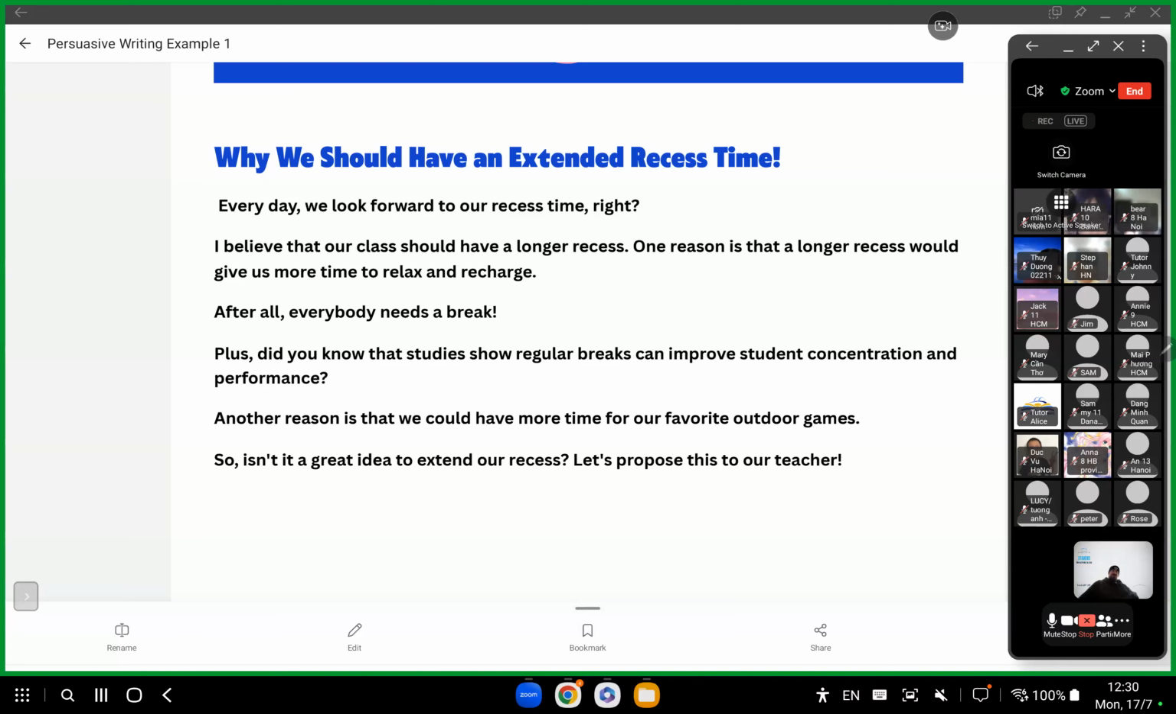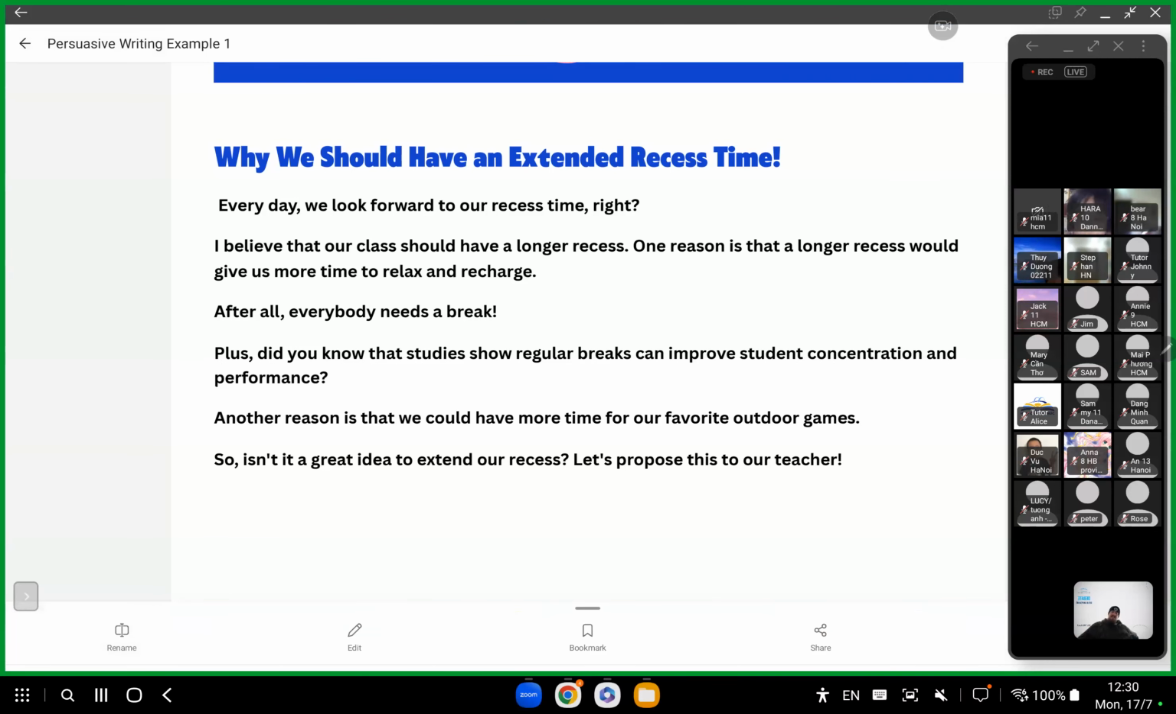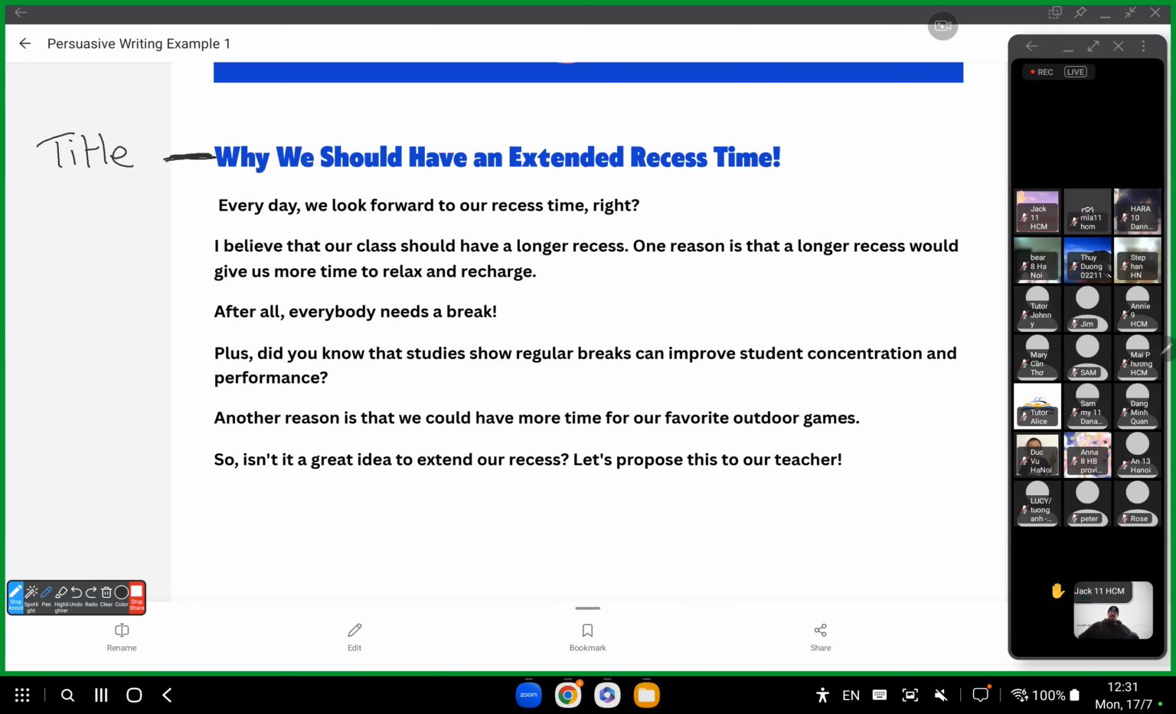So, first of all, who knows what this point here is called? It wasn't listed in our key sections, but this piece of writing has it. Can anybody tell me what this is called? Jack. Is it the title? Very good. So this is the title of our piece of writing. Very well done.